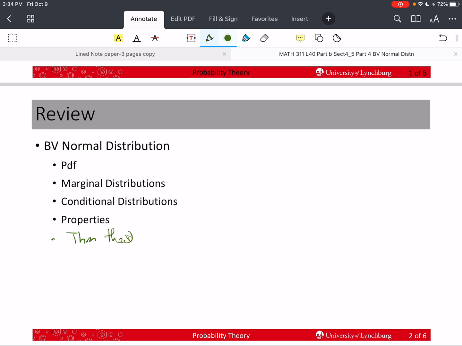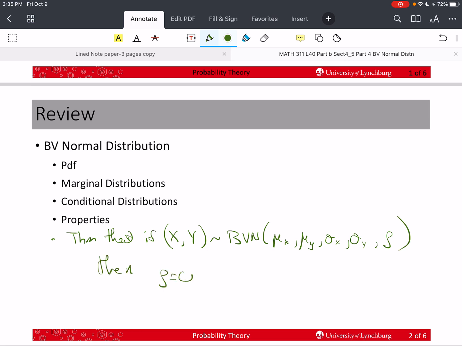that if X and Y are bivariate normally distributed with mu x, mu y, sigma x, sigma y, rho, then rho equals 0 if and only if X and Y are independent. So rho equals 0 implies that X and Y are independent, and X and Y being independent implies that rho is equal to 0.